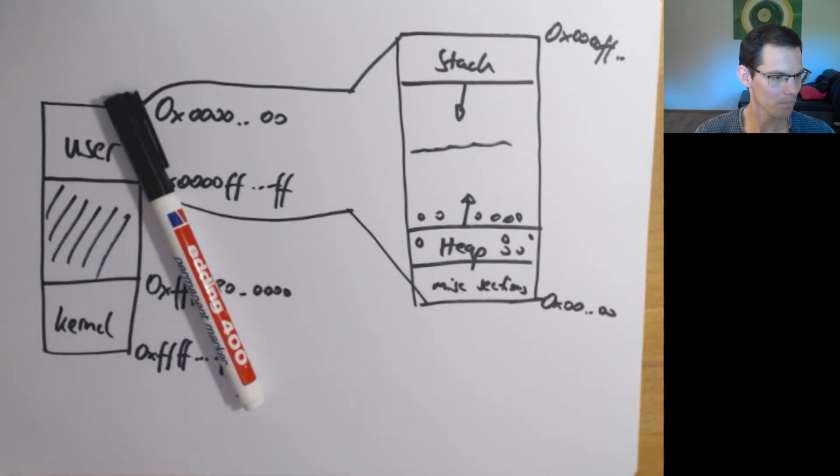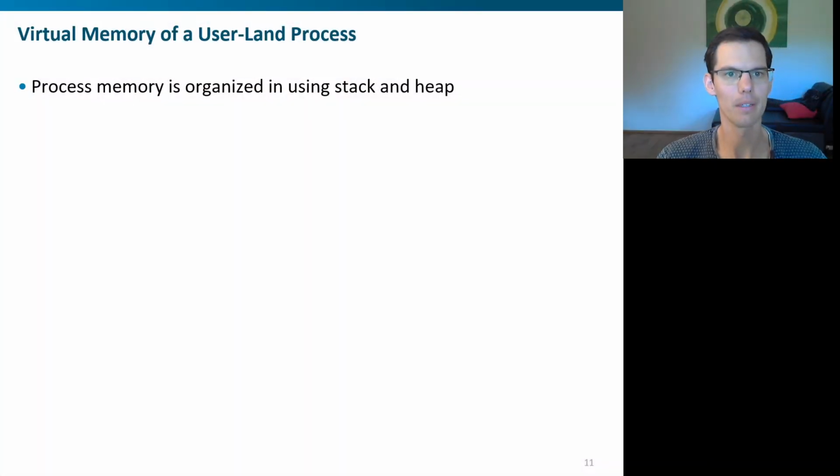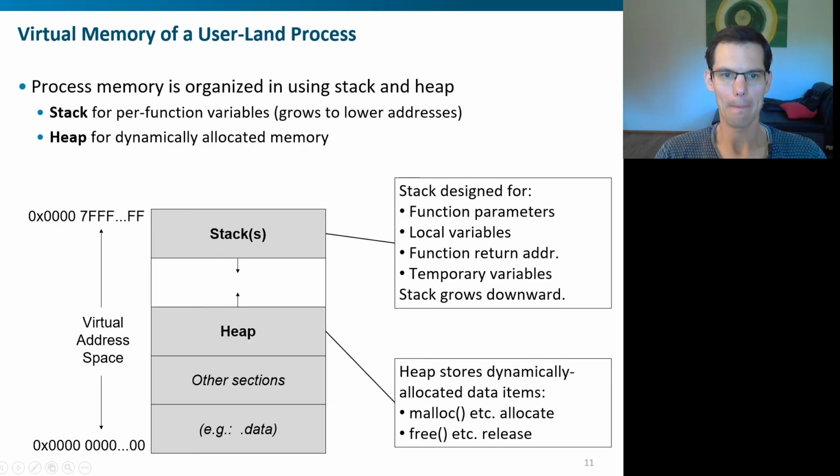Getting back to the slides. So again, to repeat, the stack stores things like function parameters, local variables of functions, and return addresses, and some kind of temporary variables. And the heap would store anything that you dynamically allocate yourself, for example, using malloc in C.